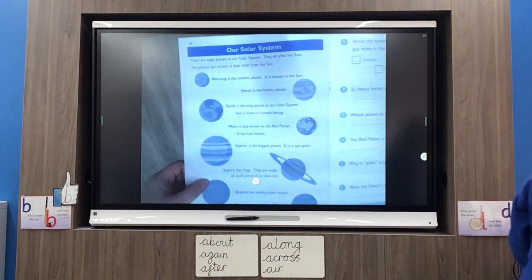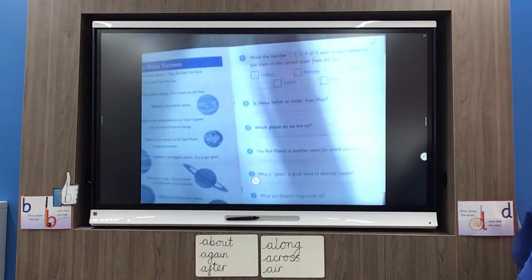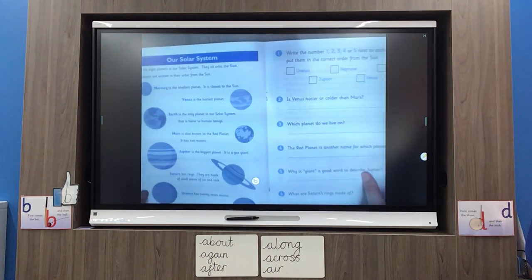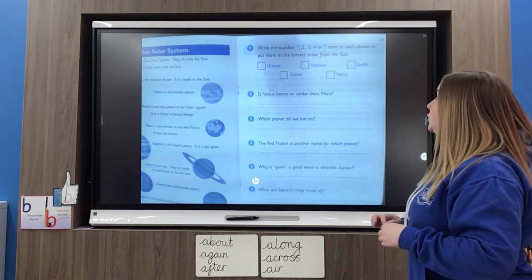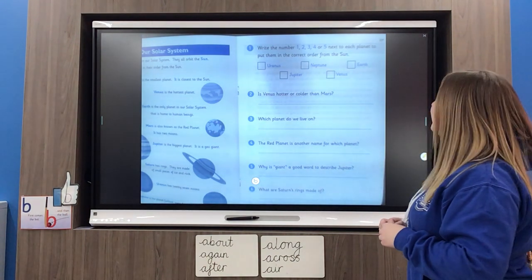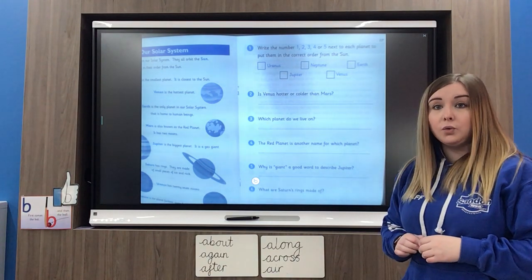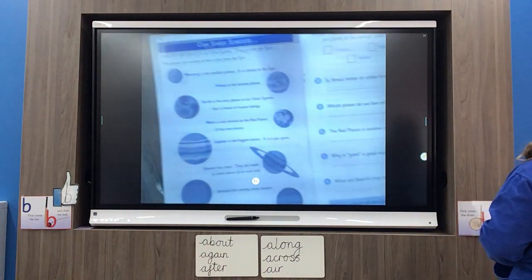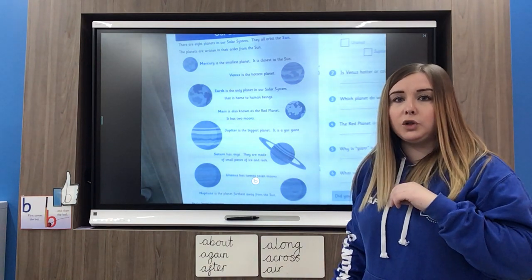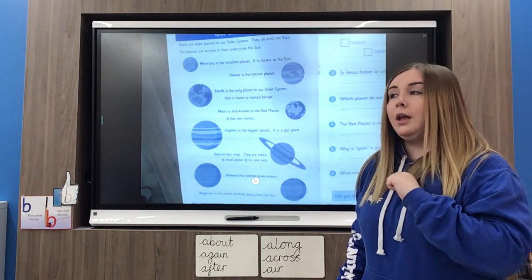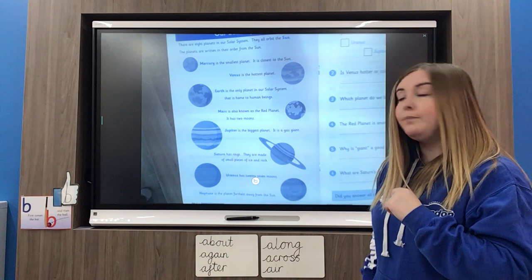So question number 1 is asking you to write the number 1, 2, 3, 4 or 5 next to each planet to put them in the correct order. So you're going to look at the text and think which one is the closest to the sun and put a number 1 in that box. Then what comes next? A number 2 in that box, all the way up till you get to the number 5. Okay?